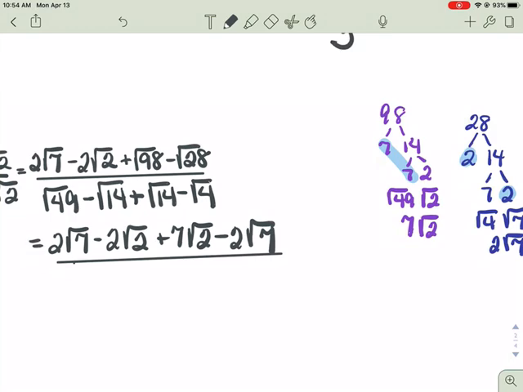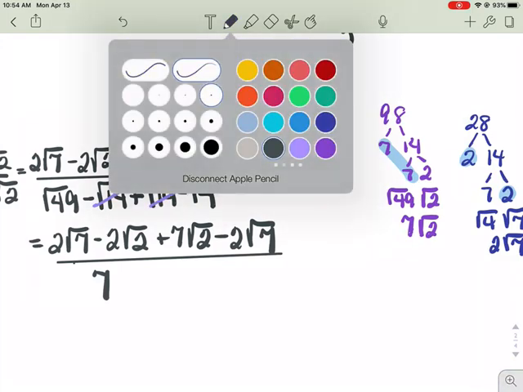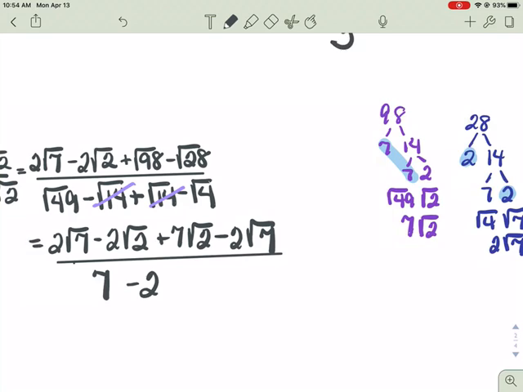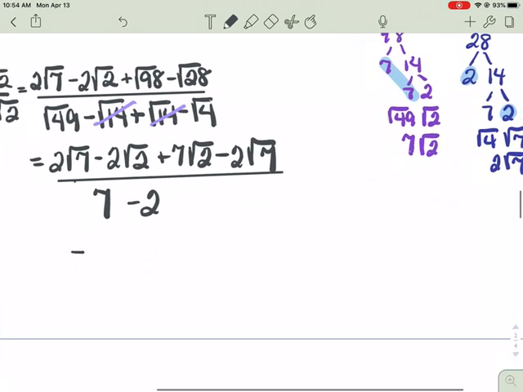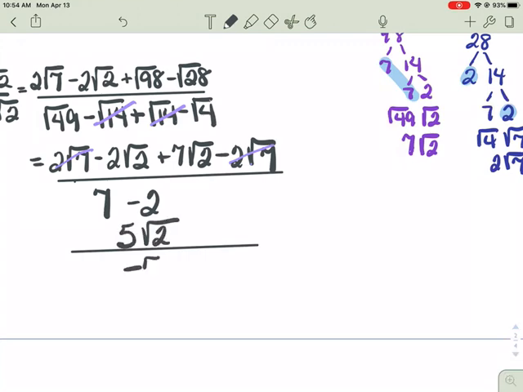And the denominator would be 7. Our 14s cancel out. So that gives us 7 minus 2. So that's going to give me a 5 on the bottom. Okay, so let's simplify the numerator. 2 square roots of 7. Oh, look at that. Okay, so that goes to 0. These actually cancel each other out right here. So then we have negative 2 square roots of 2 and positive 7 square roots of 2. So that's going to give me 5 square roots of 2 over negative 5.